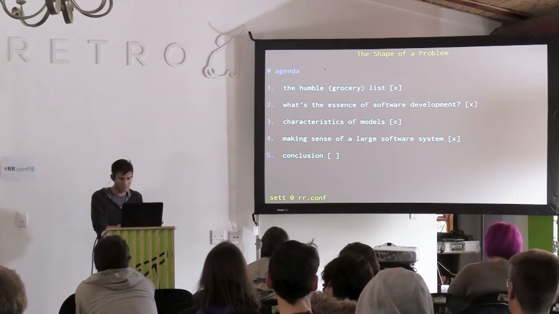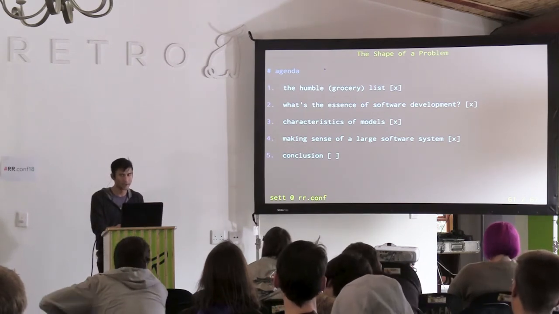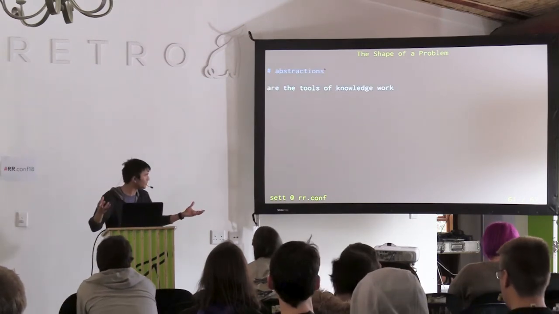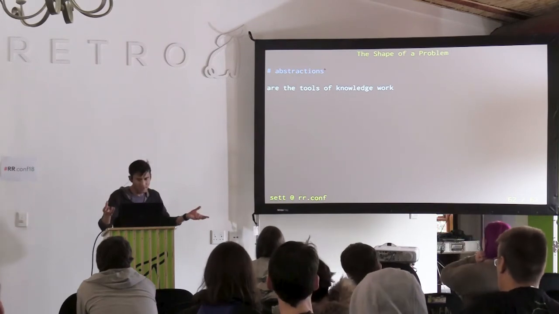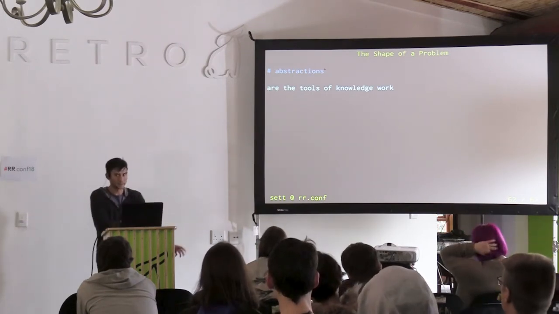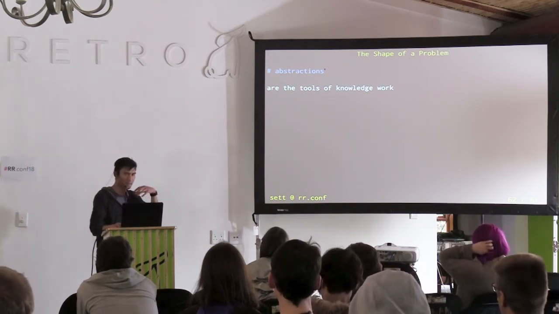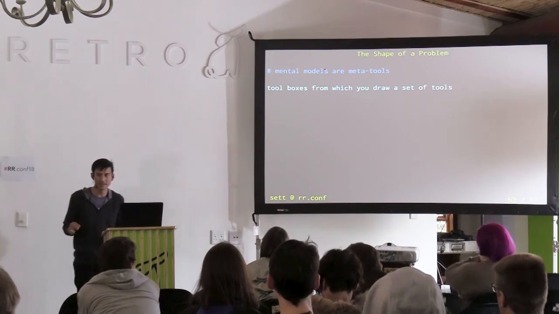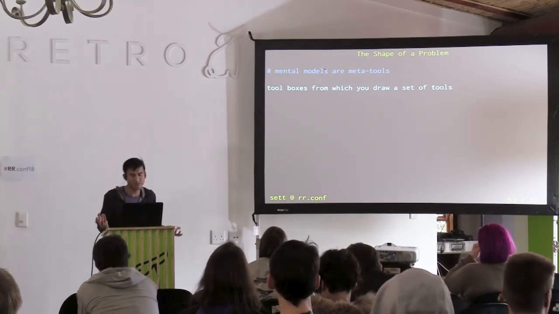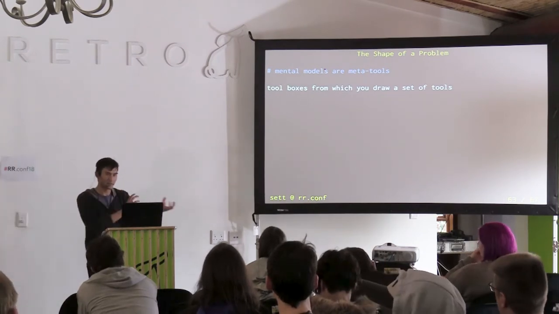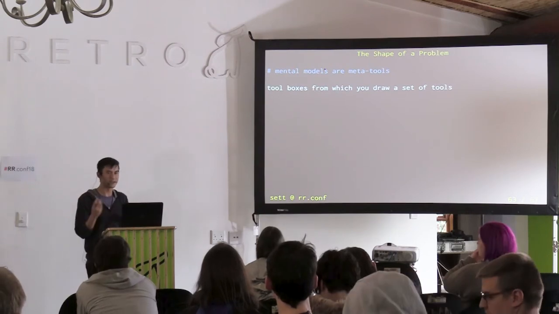So those were two models that I used quite successfully before, but there are caveats to that. But let's go to conclude. Abstractions of the tools of knowledge work. Would you agree with that? And that means that mental models are quite useful, right? You can think of mental models as the toolboxes from which you draw a set of tools. So if you adopt a mental model, it gives you different things to a different mental model, right? And you can look at the same subject or problem in different ways.